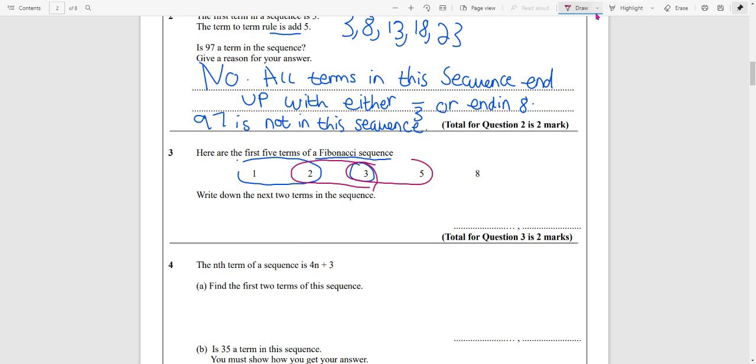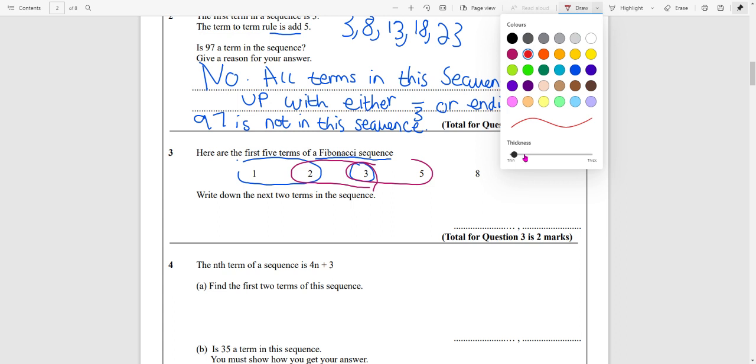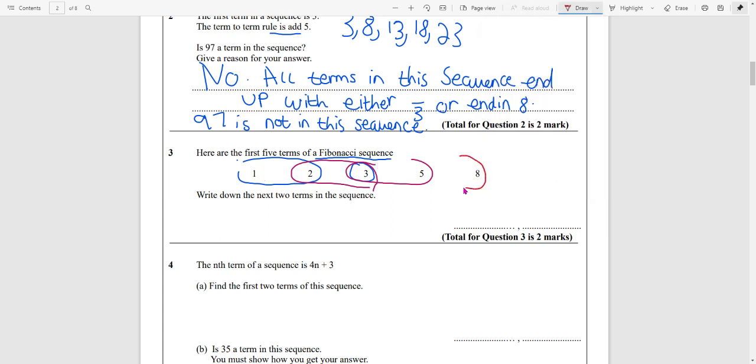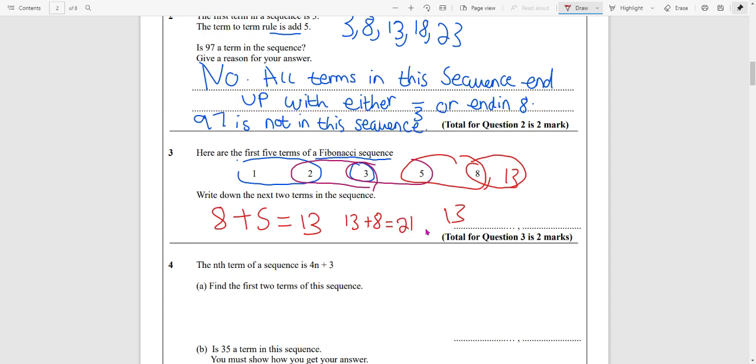We're going to use 8 add 5. So 8 plus 5 is going to equal 13. Then for the next term, we're going to do 13 plus 8, and that's going to equal 21.